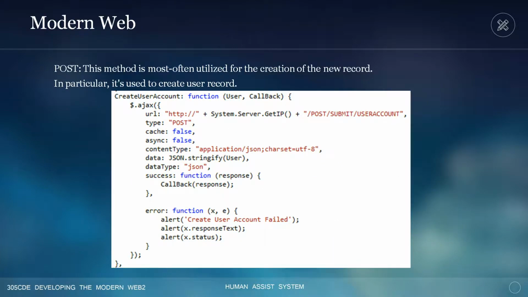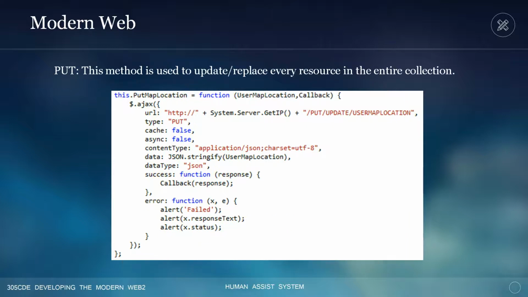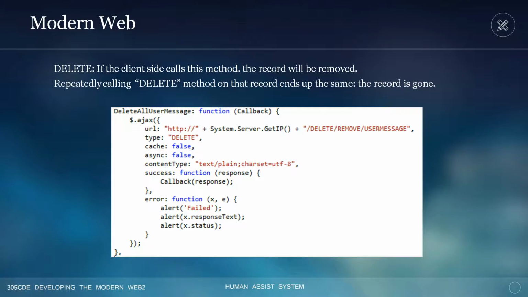Post method. This method is most often utilized for the creation of a new record. In particular, it's used to create user records. Put method. This method is used to update or replace every resource in the entire collection. Delete method. If the client-side calls this method, the record will be removed. Repeatedly calling the delete method on the record ends up the same: the record is gone.